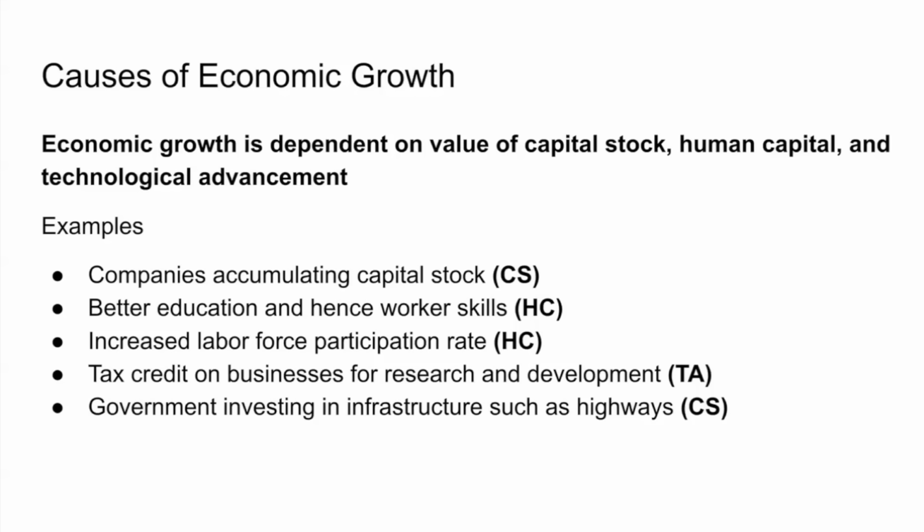Better education, enhance worker skills, increase labor force participation rate. These both have to do with human capital. Tax credit on businesses for research and investment. So they're encouraging businesses to do research and development, which could lead to technological advancement. And government investing in infrastructure such as highways. Highways are a capital good because they aid in transportation.